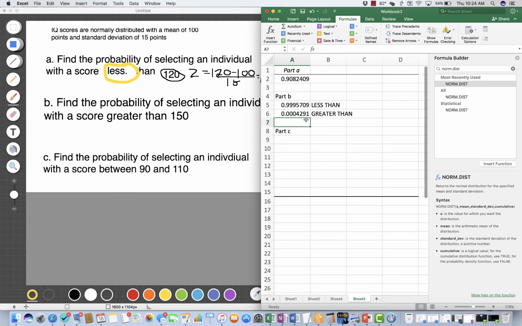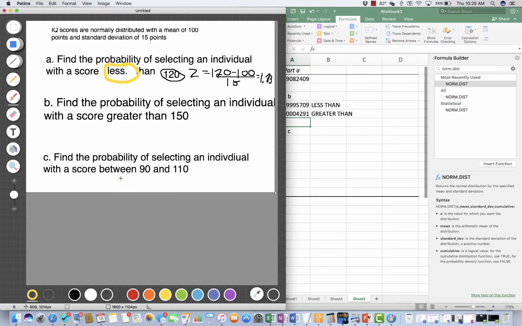Just keep in mind, if you do see greater than, you have to do that additional step of subtracting the probability from 1. So you have two options. You can find the z-score yourself, norm.s.dist, which has an advantage if you are given a problem in which you have only the z-scores and none of the surrounding information. Or if you have the mean, standard deviation, and score you're interested in, you can jump right to norm.dist.